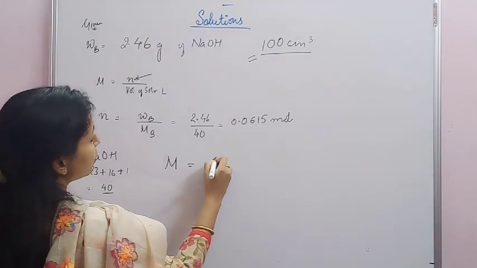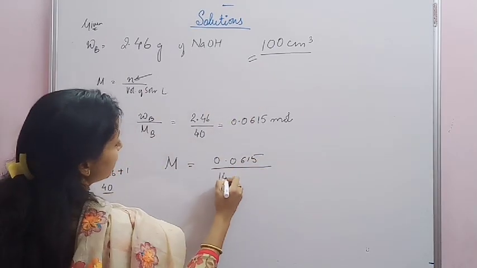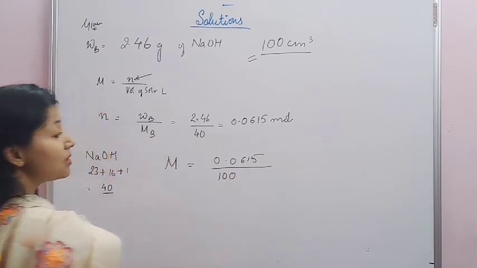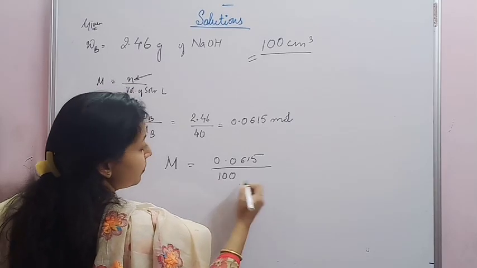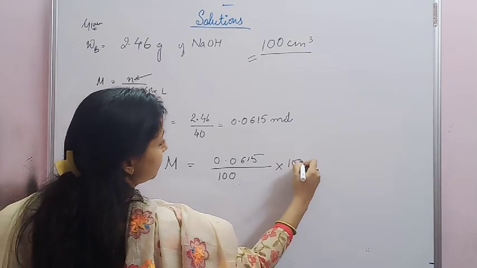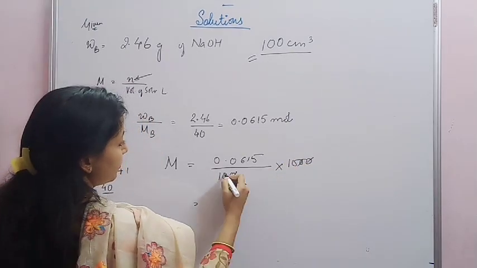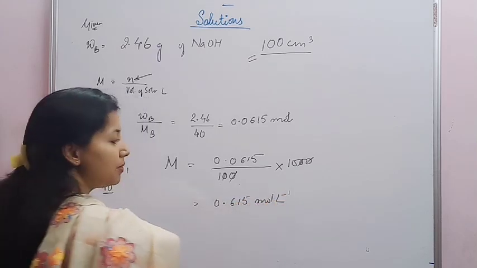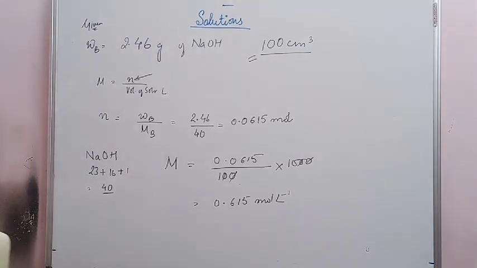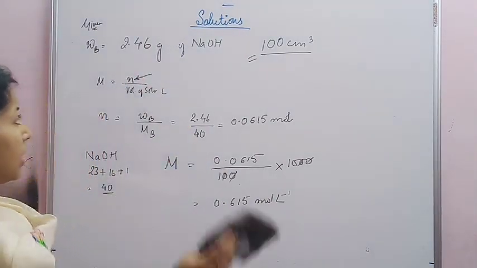So molarity is equal to 0.0615 divided by the solution's volume, which was 100 centimeter cube, that is 100 ml. I need to convert it into liters, so I'll have to divide it by 1000. What I'll do is simply take it here and multiply it. My result is 0.615 mole per liter. Okay, this is your answer. So I'll be giving you numericals relating to molarity in the assignment. Next.